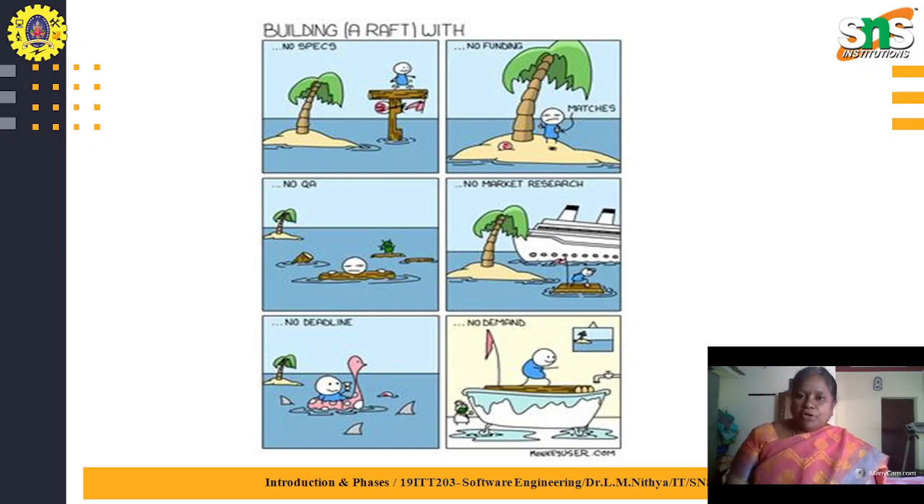So to build a product or software, you should have clear specifications, funding, quality assurance, clear market research, and clear deadlines, and it should be a product in demand in the market. These are the things we should keep in mind while developing software.